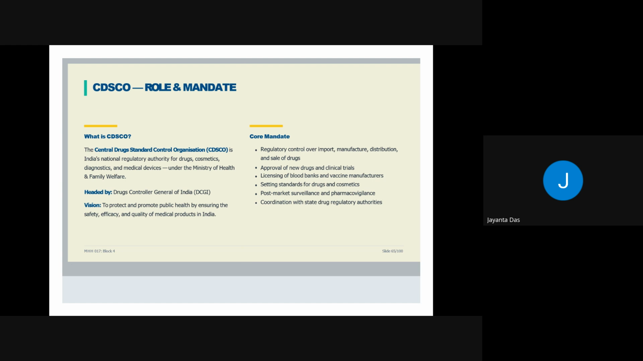Core mandates are regulatory control over import, manufacture, distribution, and sale of drugs, approval for new drugs and clinical trials, licensing of blood banks and vaccine manufacturing, setting standards for drugs and cosmetics, post-market surveillance and pharmacovigilance, and coordination with state drug regulatory authorities.